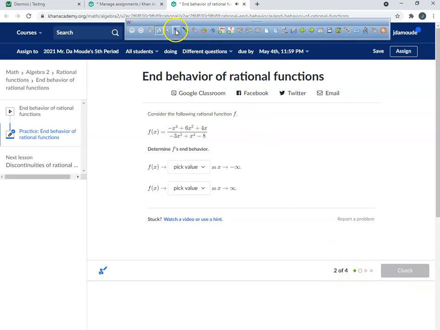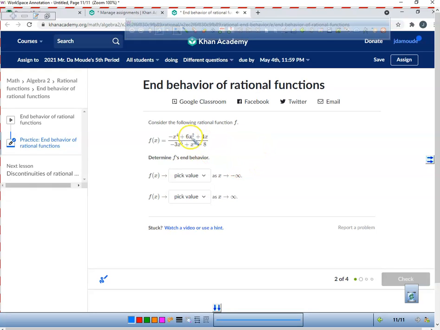I'll do another one. Do you guys see the powers here? What are my powers? 4 and 5. Would you guys agree? 4 is less than 5. What did I always tell you about this number being less? What's it always going to be?